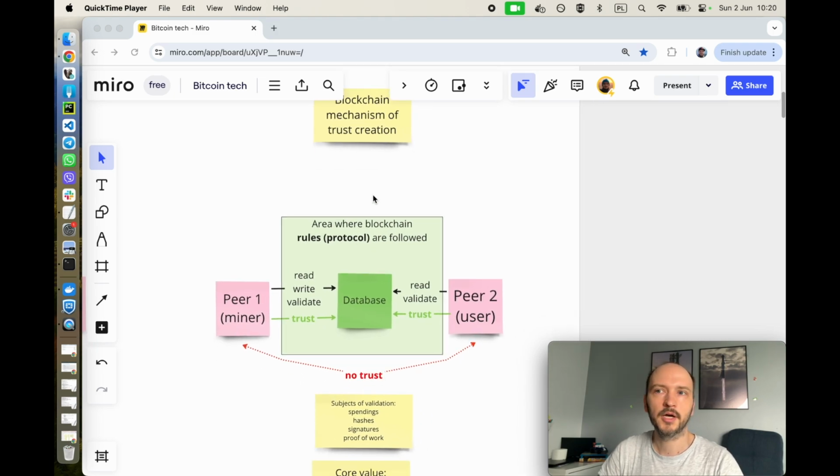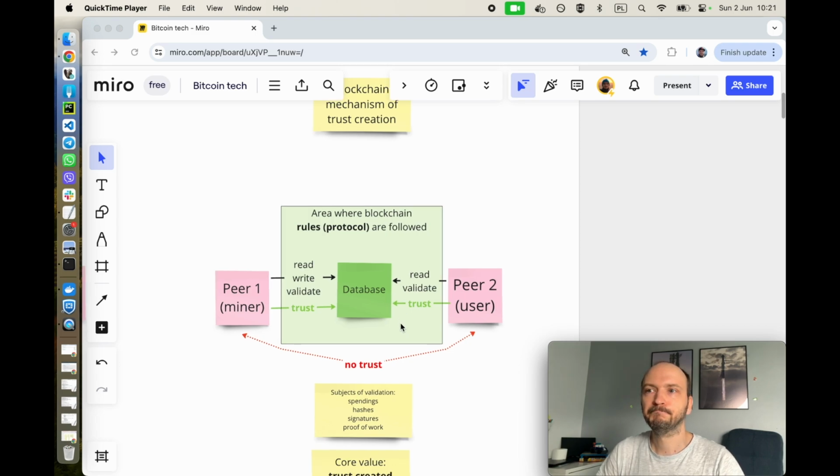In this case, we don't have an authority. Instead, we have an area where the blockchain rules, or protocol, is followed, and peers still don't trust each other, but they follow the protocol, and they write to the database. So some peers may write to the database, all the peers read from the database, and all the peers can validate what is in the database. And because the protocol is followed, and because the protocol is mathematically proven, peers trust the database that is written inside the protocol, and we don't have an authority in this case.